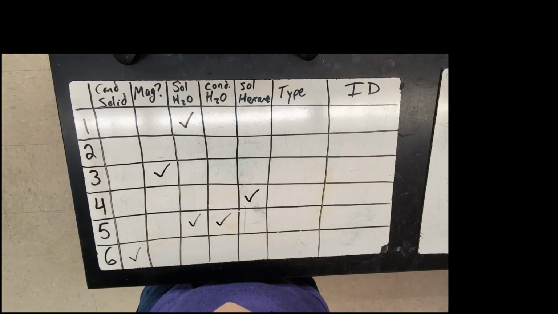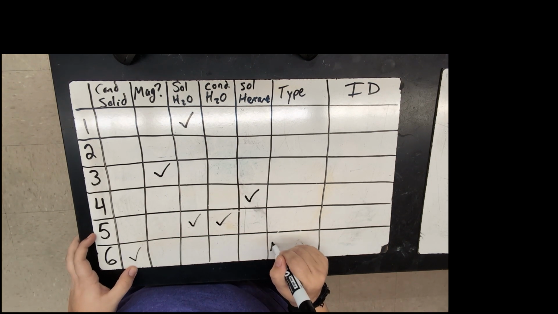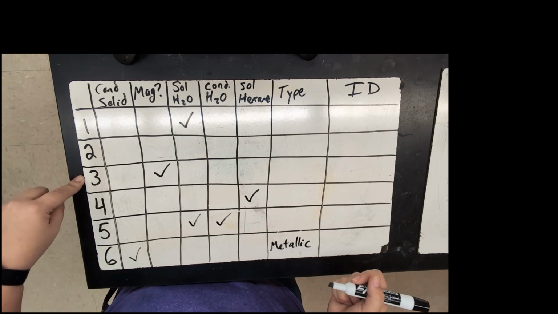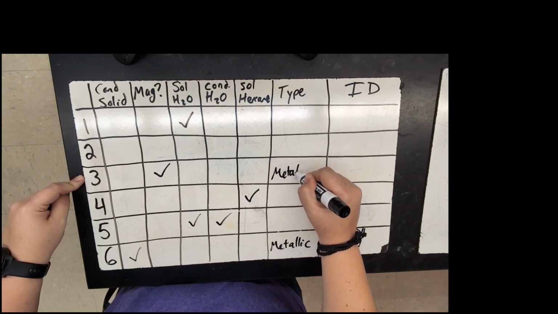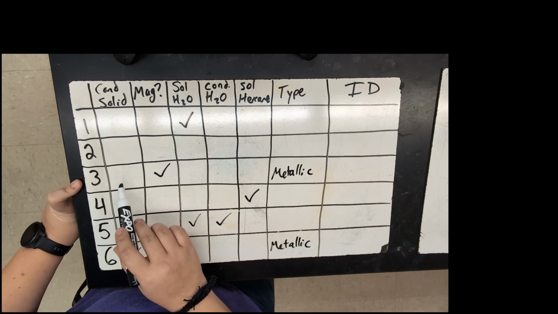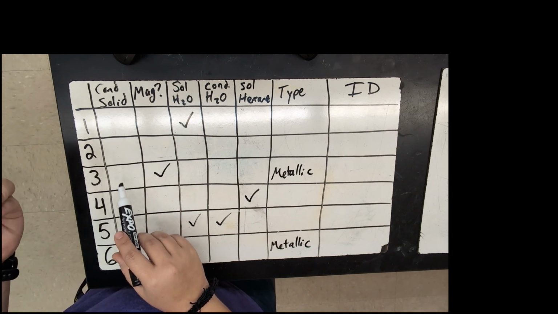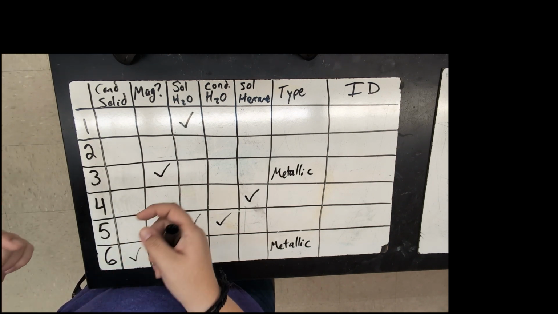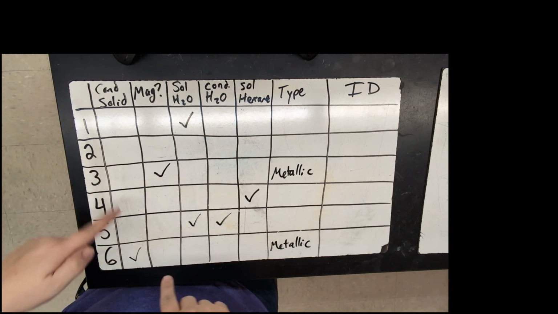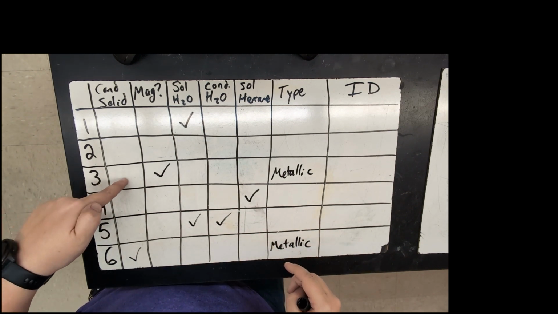So we know that the types of compounds that conduct as a solid are metallic. And we also know that the things that are typically magnetic are also metallic. So why didn't this compound 3 also conduct as a solid? Well, the reason why is because this one was a powdered form, so it was granular, and the atoms were not close enough so that the electrons could transfer between them. So it did not conduct. If you were to solidify that into a single piece, it would have conducted as a solid.